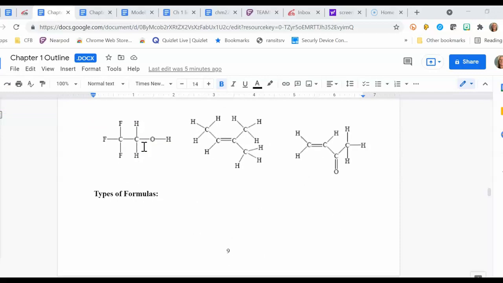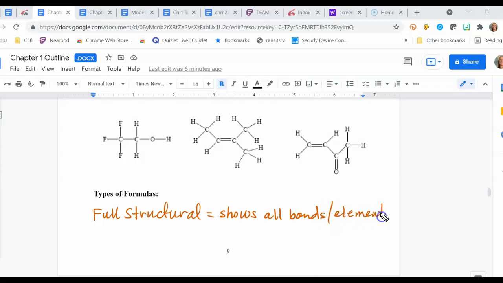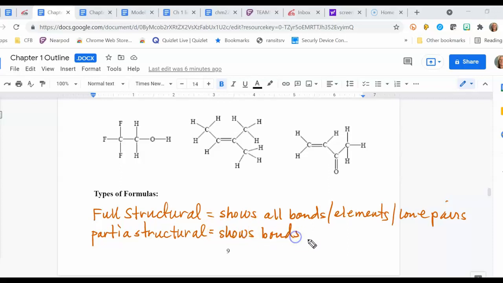Okay, so the types of formulas we have are full structural. Full structural shows all the bonds, all the elements, and of course all the lone pairs. We can also have a partial structural, which shows only bonds between carbons. Otherwise, it would show us the major things attached to those carbons.